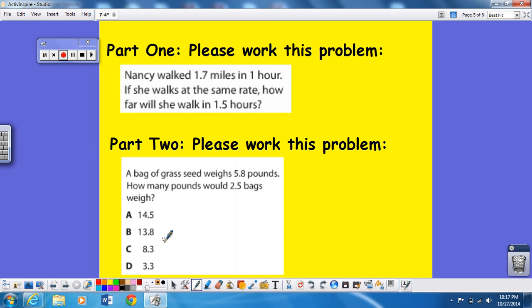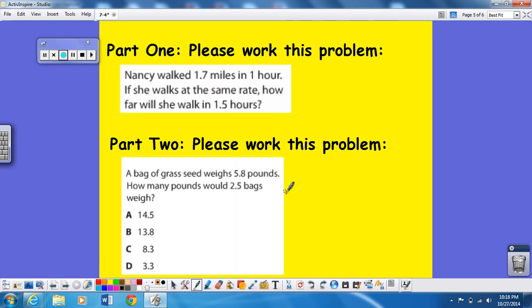I want you to show me some things on your notes page in part 1, part 2, and part 3. I want you to work 3 problems for me. Part 1 says Nancy walked 1.7 miles in 1 hour. If she walks at the same rate, how far will she walk in 1.5 hours? So I want you to set this problem up for me. How would you tell how far she walked if she walked this much in an hour, and now we want to know how much she will walk in 1.5 hours?